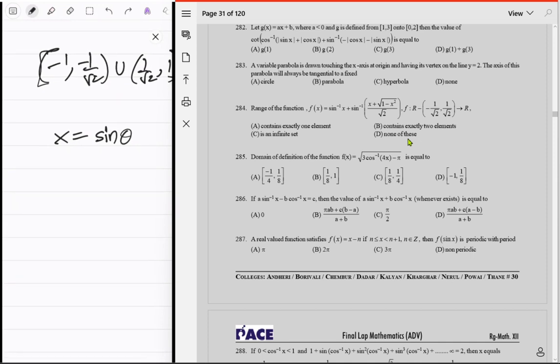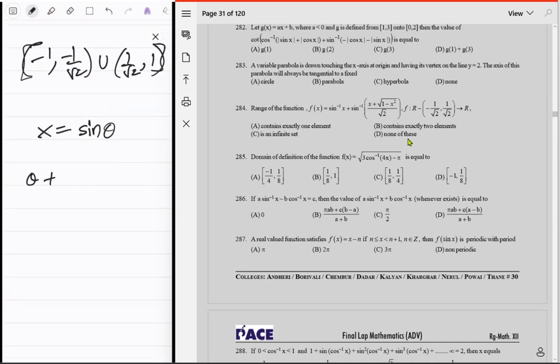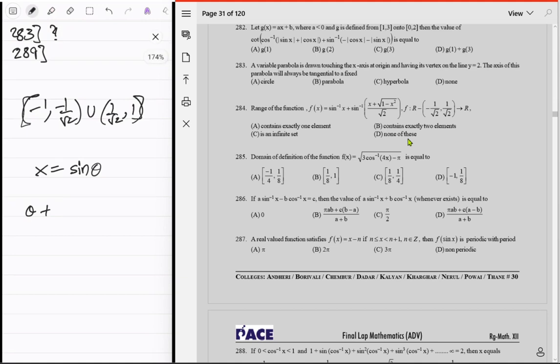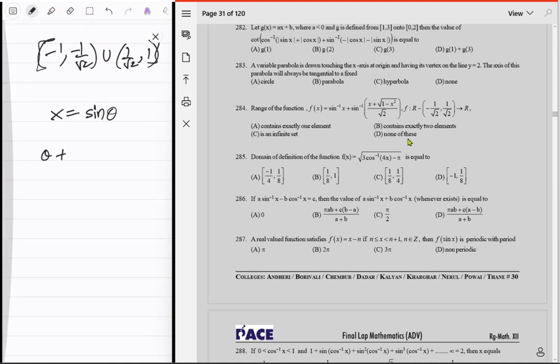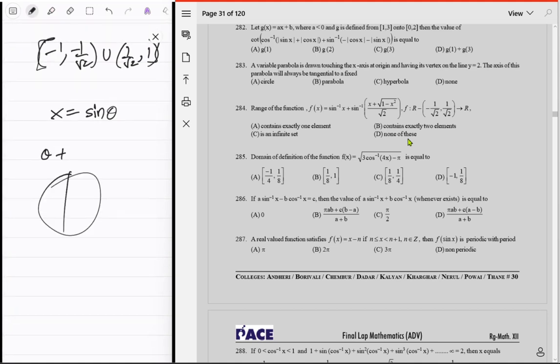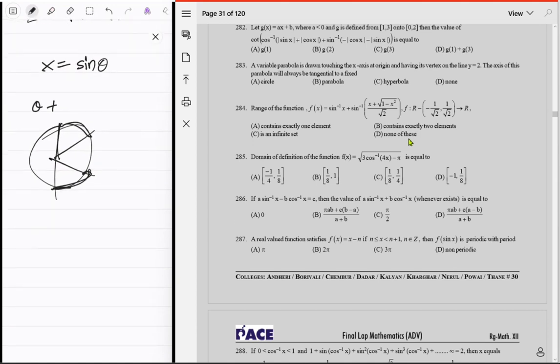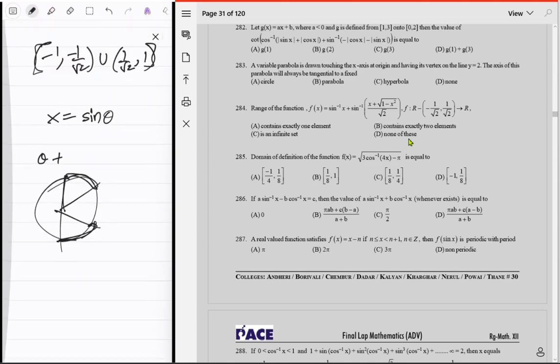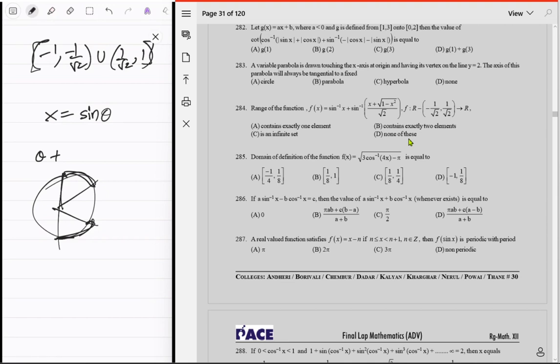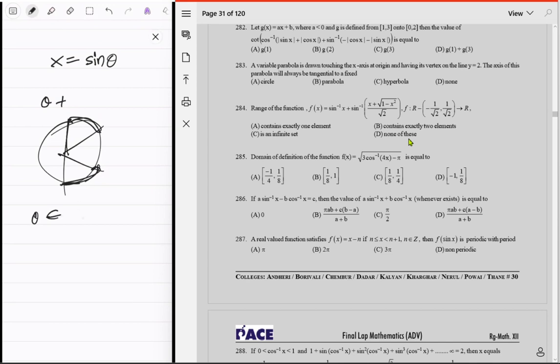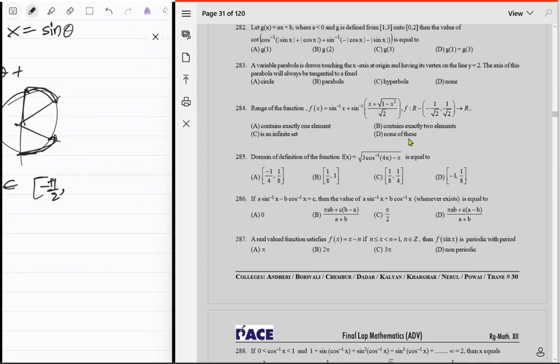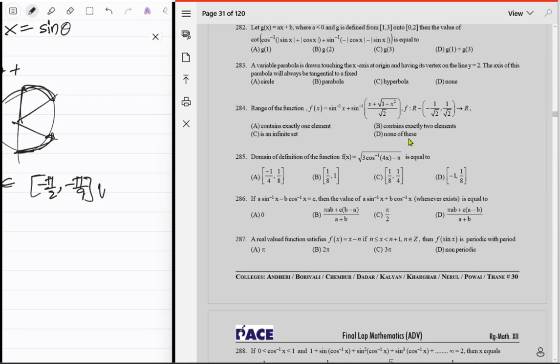Yes. Then what does this become? Theta plus sine inverse. So what is the range of theta? Because sin theta belongs to negative 1 to negative 1 upon square root 2, and 1 upon square root 2 to 1. So this is the range of theta. It's just negative pi upon 2 to negative pi upon 4, union pi upon 4 to pi upon 2, basically.